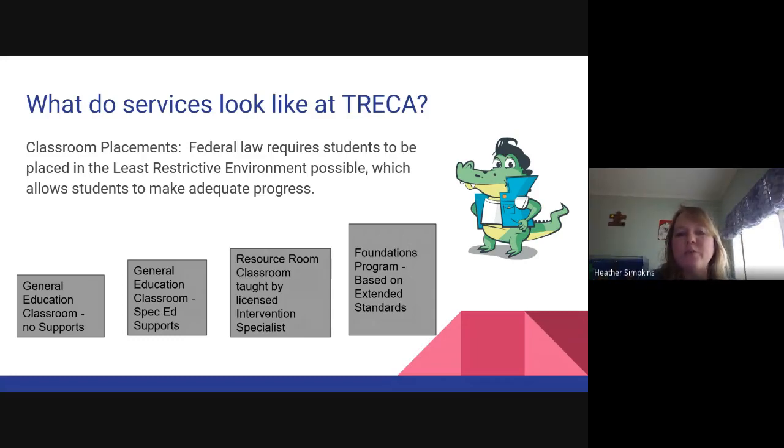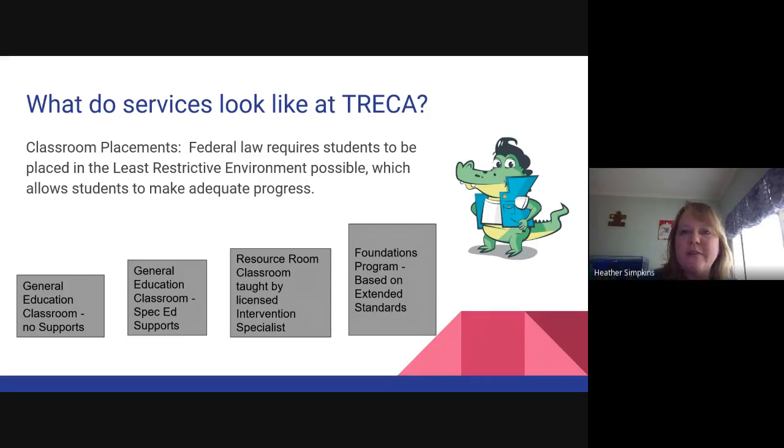The next is resource room classroom. All of our resource room classrooms are taught by licensed intervention specialists. Those classes only have students that are in special education. They're still learning the content standards, but they're maybe learning it at a slower pace, and things may be broken down a little bit more than in the general education room.